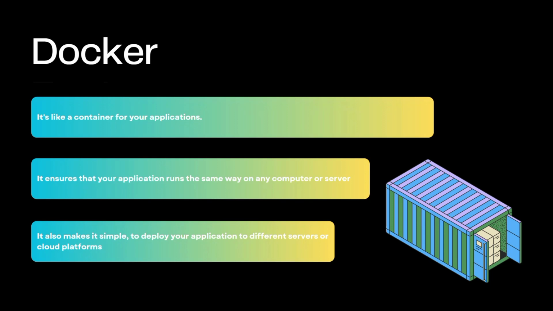Docker helps you keep everything organized and ensures that your application runs the same way on any other computer or server that has Docker installed. It eliminates the problem of "it works on my machine" because it provides a consistent environment for your application to run. With Docker, you can easily share your application with others, knowing that they will have the same environment to run it. It also makes it simple to deploy your application to different servers or cloud platforms because the container can be easily moved around.